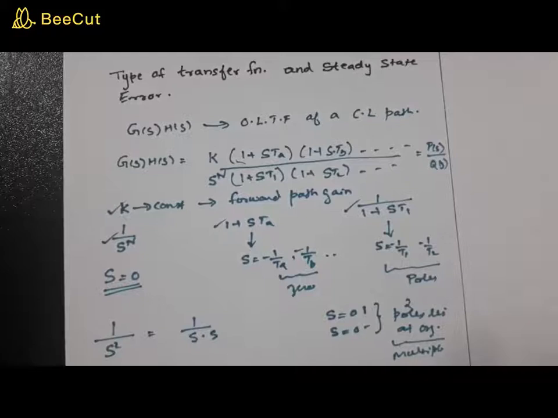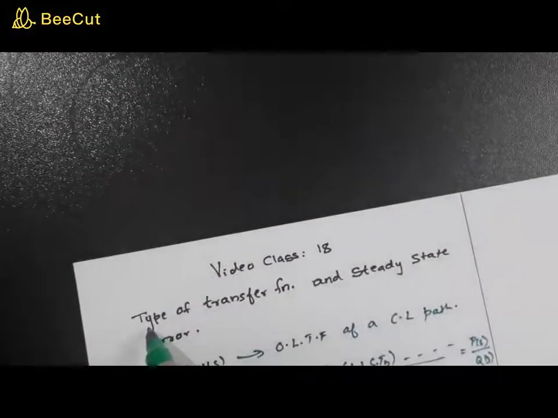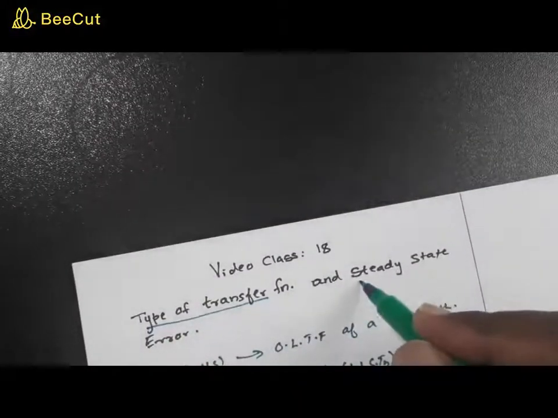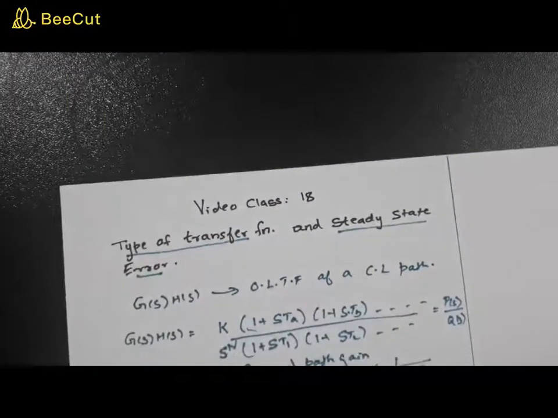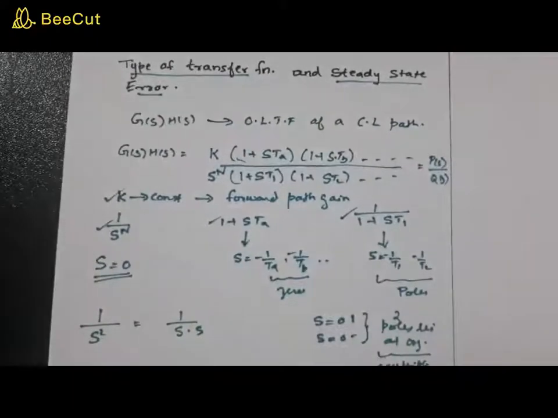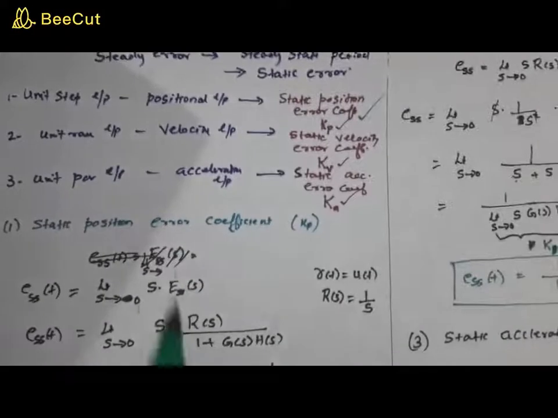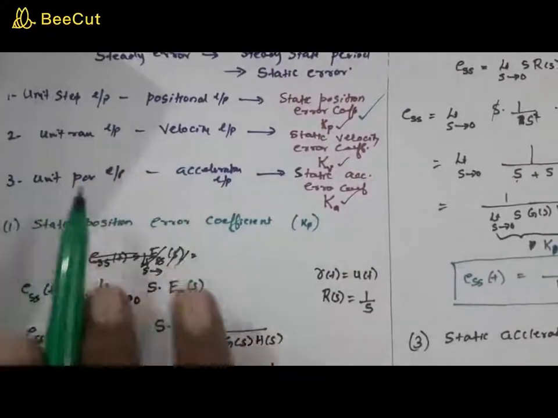Now we are going to study the type of the transfer function and the steady state error. We are going to correlate whether there is any relationship between steady state error and the type of the transfer function, just as we have seen in the previous video, the steady state error and the various inputs.